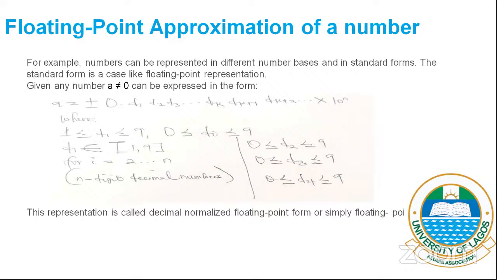So for each i equals 2, that means 0 is less than or equal to d2 and less than or equal to 9. So that's what this is showing us, how to represent a floating point of a number whenever it is given, so long as it is not 0. Next slide, please. Just wanted to add that floating point representation shows how a computer stores binary numbers in its memory. So yeah, the next slide.